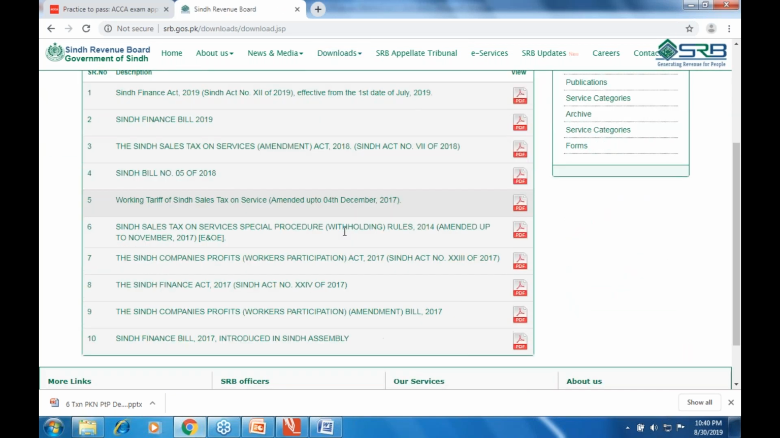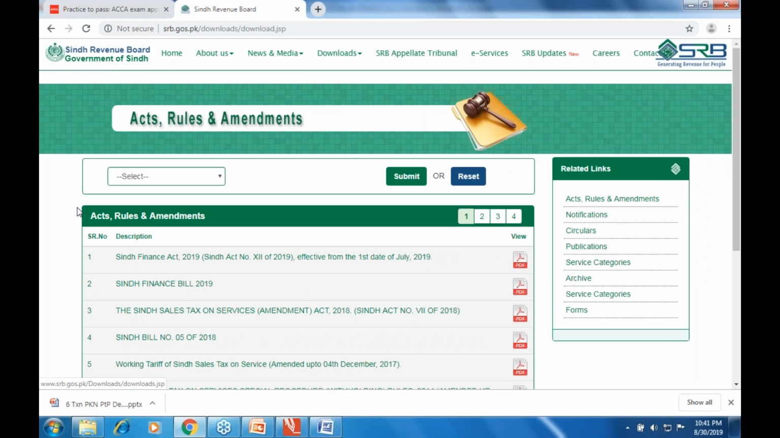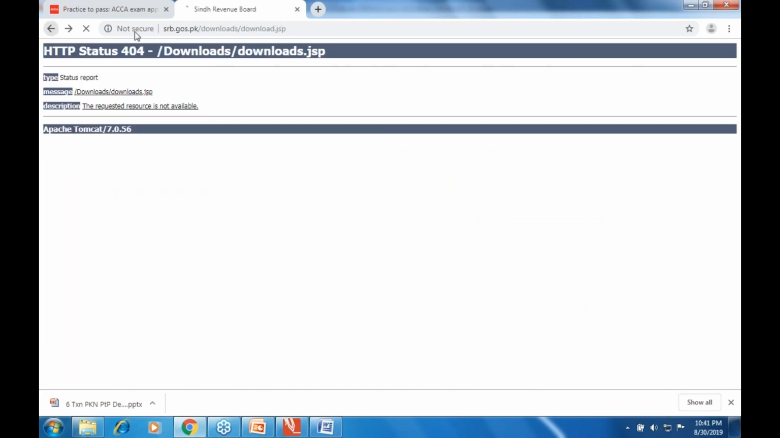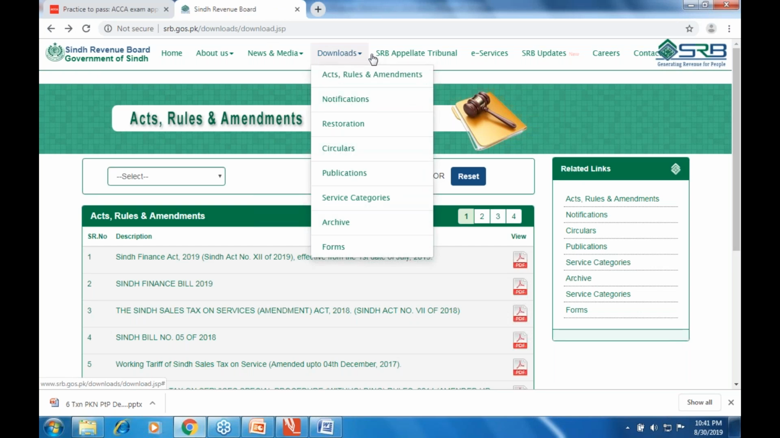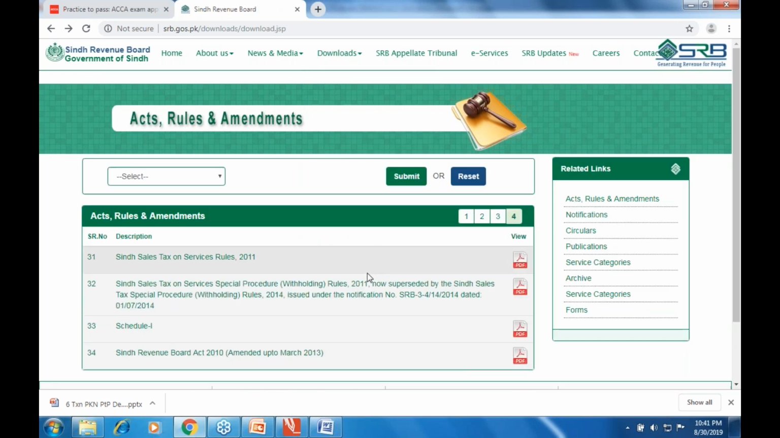In fact, I've got it now. Don't worry, just wait for a while and I'm going to explain to you. Here it is. In fact, no, I'm not able to access the Sales Tax and Services Act. If I would have been able to access it, I would have explained what the services are that are covered. But you can look at this Sales Tax and Services Act and you'll get an idea of what the services are. Sales Tax and Services Rules.